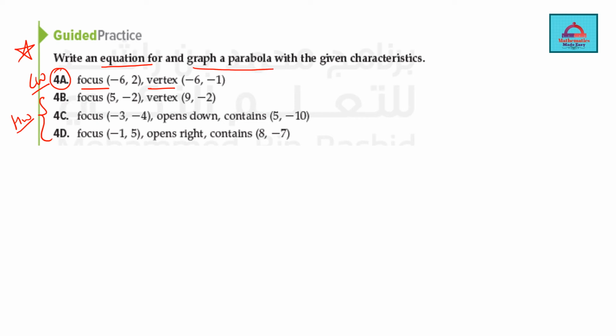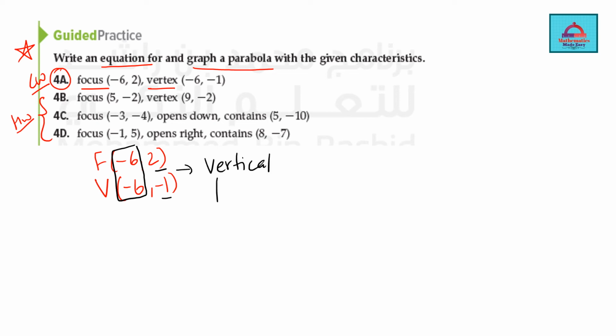Okay, so I'm just going to be doing the first part. I will now do the equation for you, and you have also learned now how to do the graph, so it will be easy for you. So the focus F is given as (-6, 2), and the vertex V is given as (-6, -1). So look at the x coordinate, it is the same. So when the x coordinate is the same but y coordinate is different, this is going to be a vertical parabola.